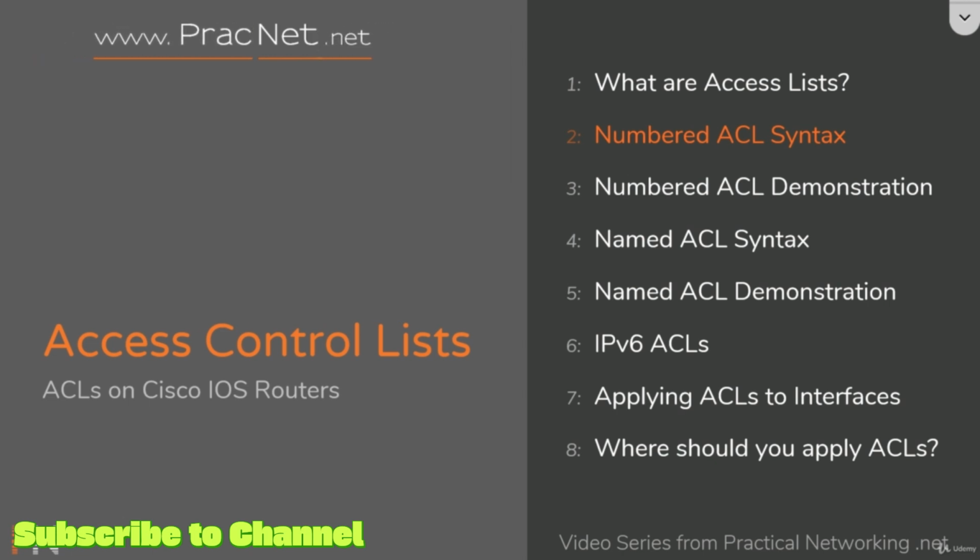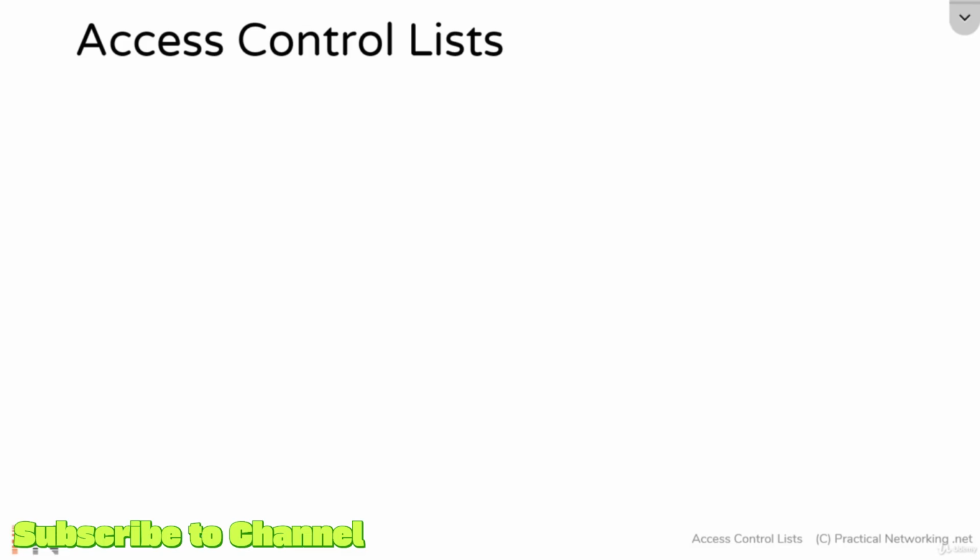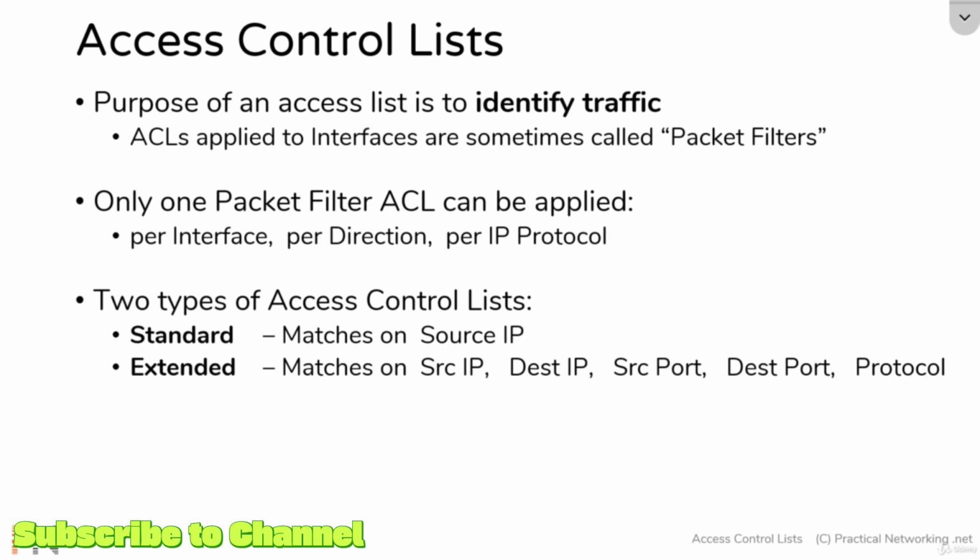Welcome to another video in the video series on access control lists. This is video 2. We'll be looking at the syntax for configuring a numbered access list. In the first video, we answered the question, what are access lists? We define them as a tool you use to identify traffic. We talked through how when you apply an access list to an interface, you can call it a packet filter, and then a packet filter can only be applied once per interface, per direction, and per IP protocol. We then defined the two types of access lists that exist, them being the standard access list and the extended access list. In this video, we're going to be looking at the syntax to configure access lists on Cisco routers.